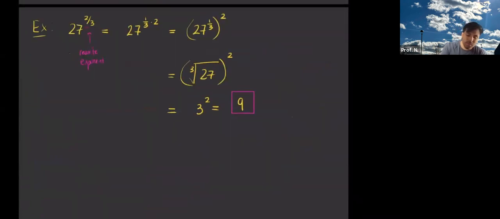So then what's a rule that we can figure out from here? If I have x as my base, and I have an exponent m over n, then I can rewrite this as a radical expression by taking the nth root of x and raising this to the mth power. So I can do this. This is one rule.